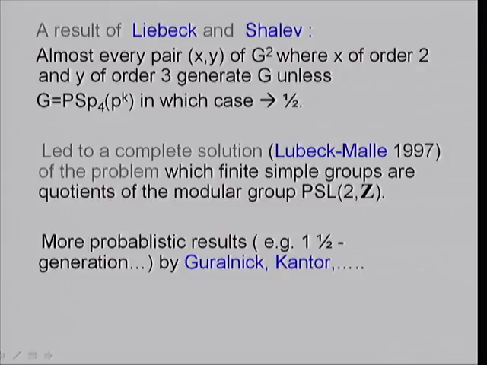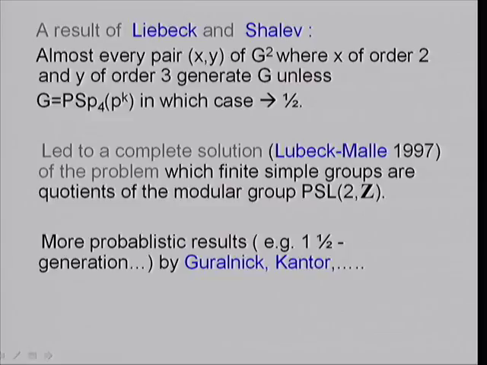Well, not all finite simple groups are divisible by 3. Glaberman classified them, but all of them except the Suzuki groups contain an element of order 3. And then you say, well, pick a random element of order 2 and a random element of order 3, and the result is almost similar.